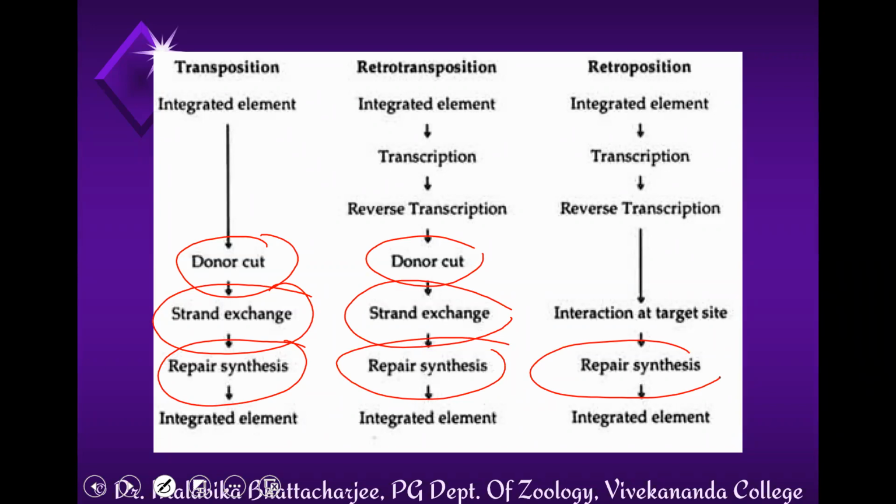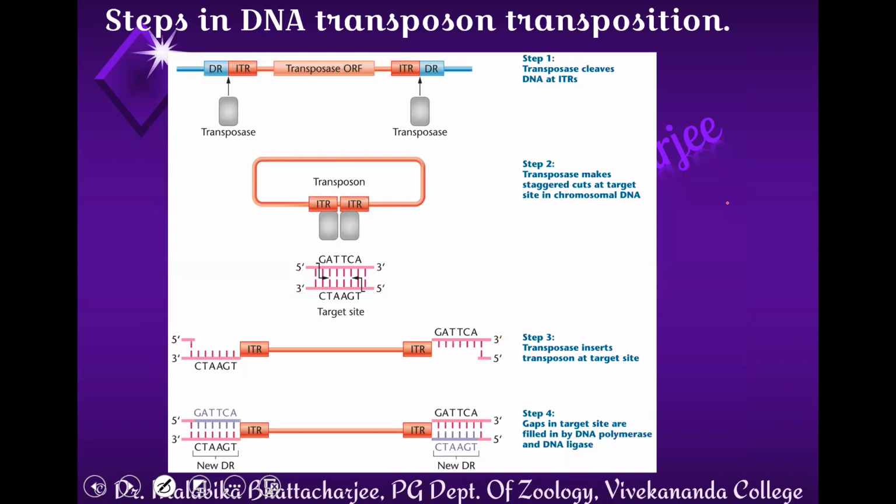The difference between transposition and retrotransposition is the fact that in case of transposition, as you can understand, a DNA element is jumping. But in case of retrotransposition, you can see the phenomenon of reverse transcription written here. That means the transposition is occurring through an RNA intermediate. So that's the basic conceptual difference between transposition and retrotransposition. And this is a very simplified diagram.